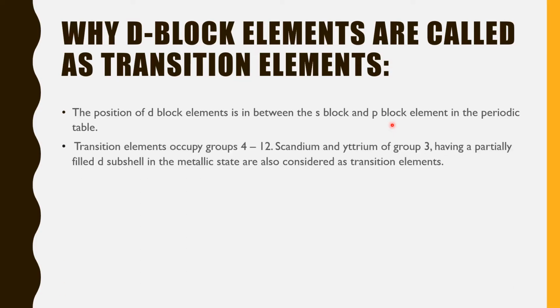As we all know, the transition elements occupy groups 3 to 12, and scandium and yttrium of group 3 have partially filled d orbitals, so they are also considered as transition elements.